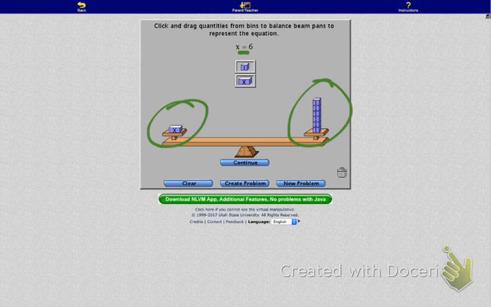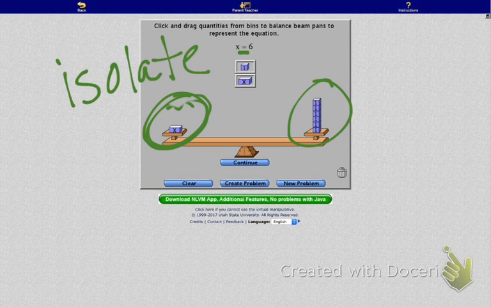The reason that we know that x is equal to 6 is because it's right here all by itself on this side of the balance beam. The word for something to be by itself that we frequently use in math is the word isolate. That means it's by itself. So the x is isolated on the left-hand side of this equal sign because it's there all by itself.